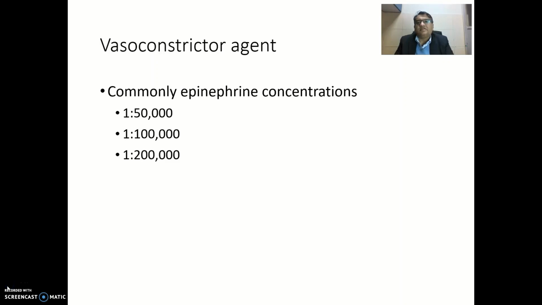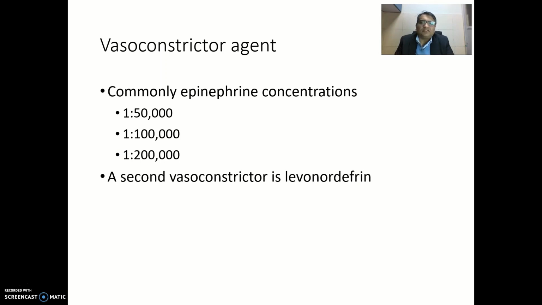The vasoconstrictor agents are present in various concentrations in local anesthetic solution. The most common is 1 in 100,000, but in some countries 1 in 50,000 is also available. But they are going to produce serious side effects in cardiac patients. In those patients, 1 in 200,000 is usually preferred, and this will decrease the amount of epinephrine that will enter into the bloodstream.